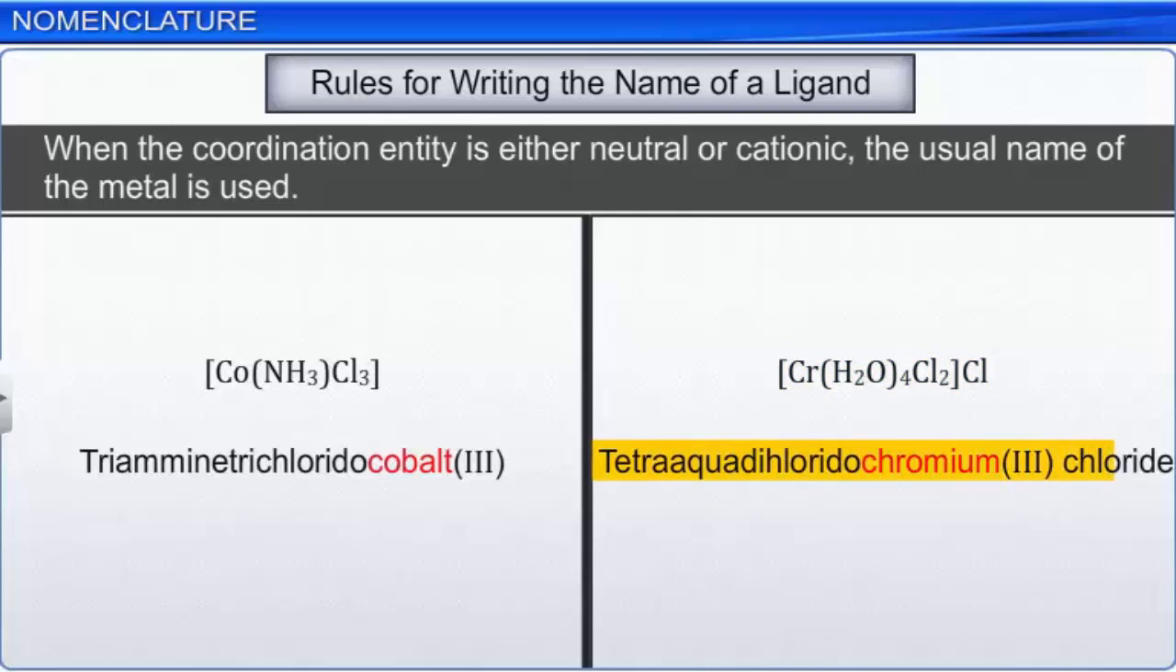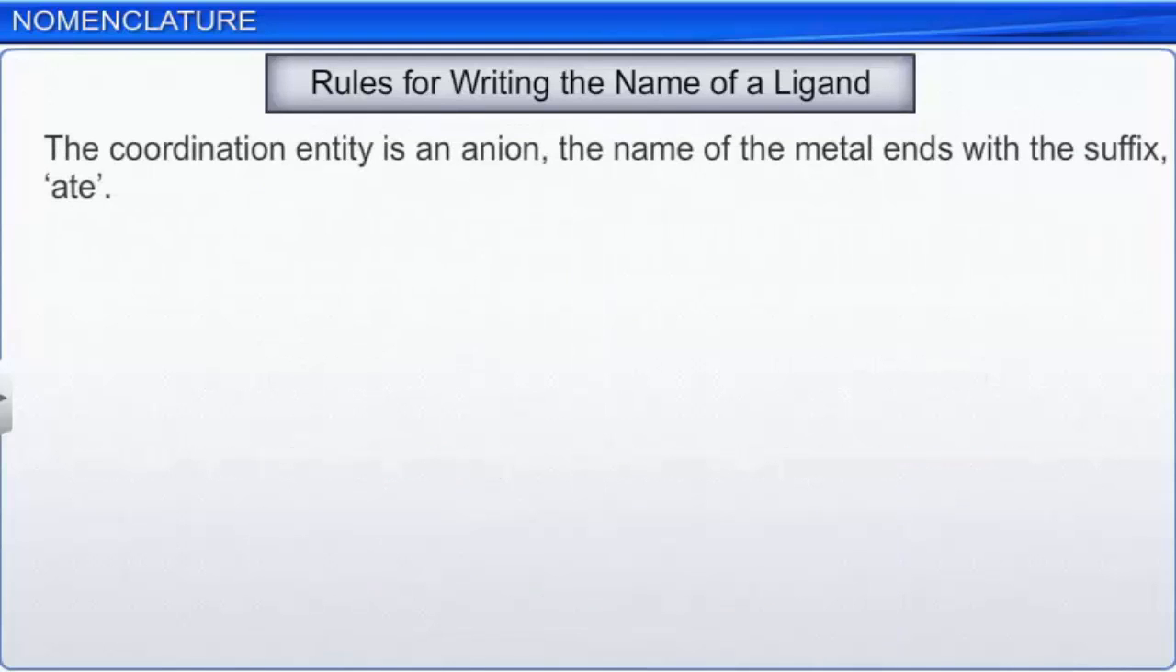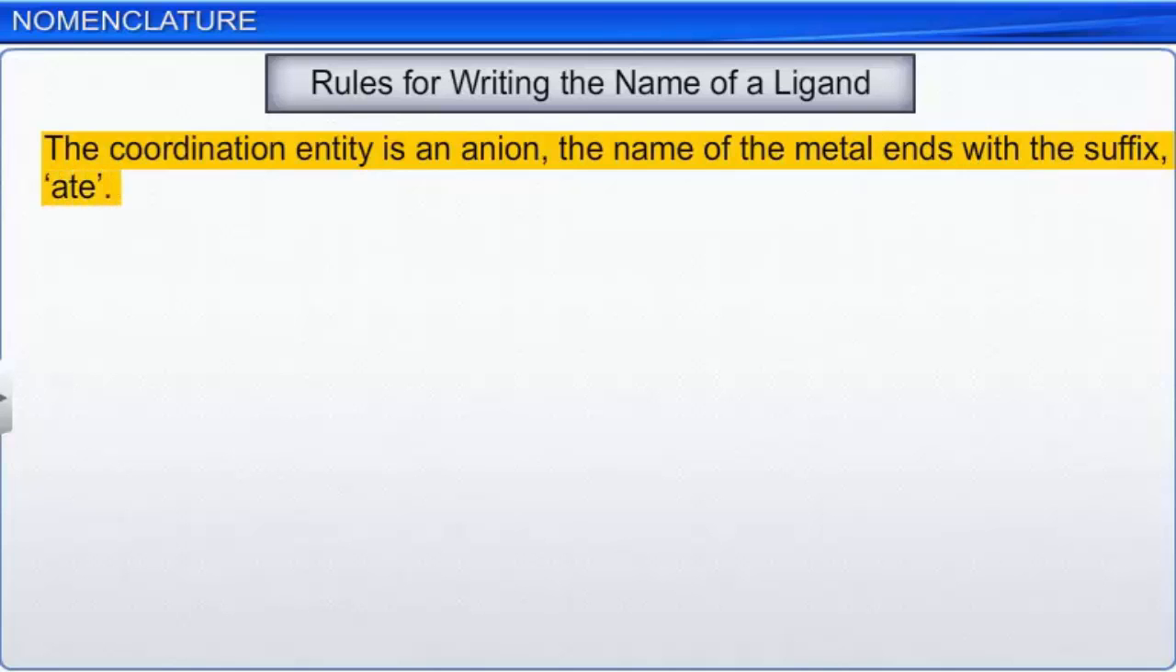However, when the coordination entity is an anion, the name of the metal ends with the suffix -ate. For example, the anionic complex Na[Pt(NH3)Cl3] is named as sodium ammine trichloridoplatinate(II).